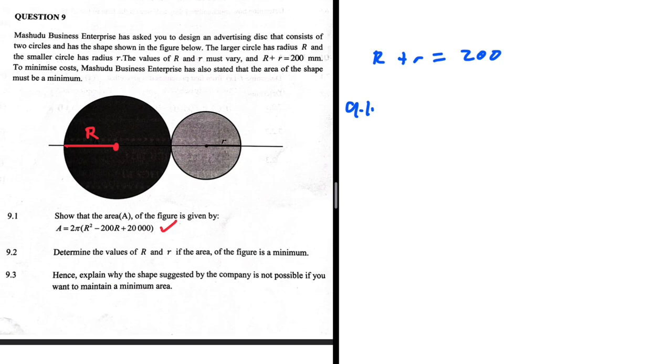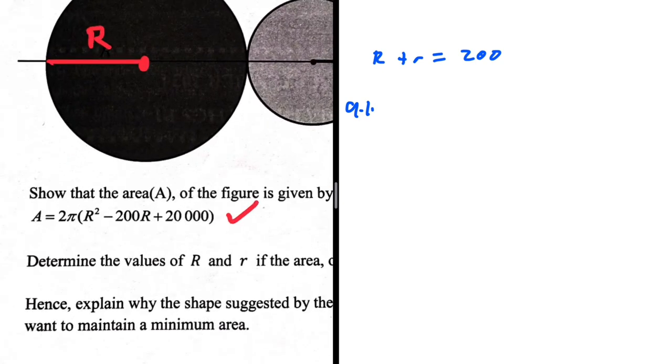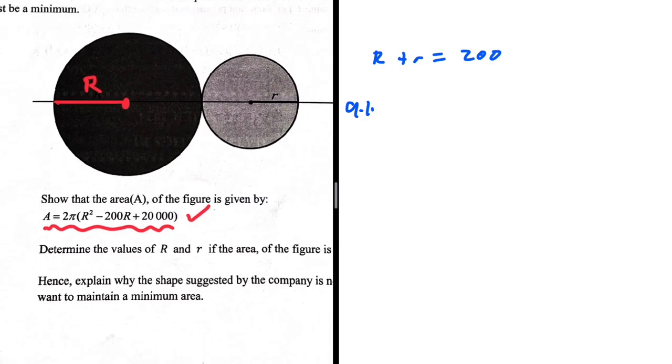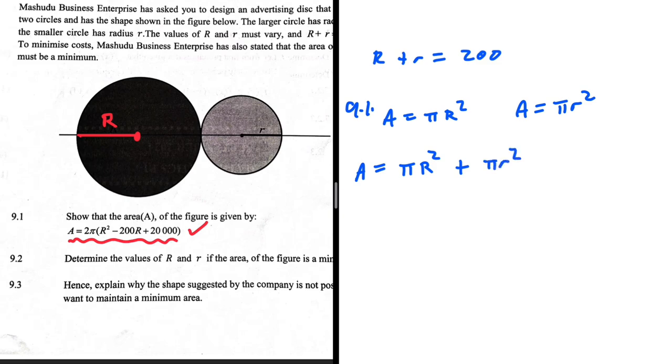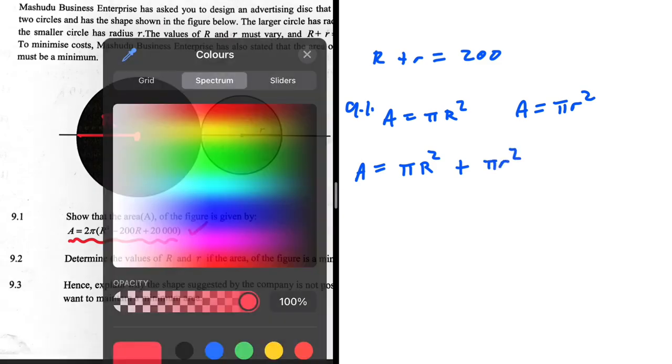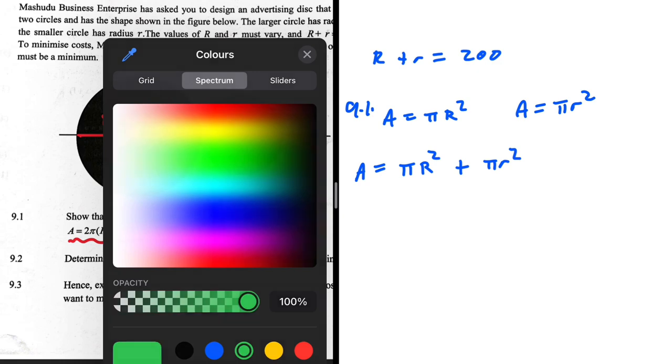And then 9.1, we're supposed to show that the area of the figure is given as this equation here. So let's take a look. We have the bigger circle and the smaller circle, right? So the area of the bigger circle will be pi R squared, and the area of the smaller circle will be pi r squared. But we need the area of the entire figure, so that is going to give us the area of the figure being equals to pi R squared plus pi r squared. Okay, that's somewhere we can start.